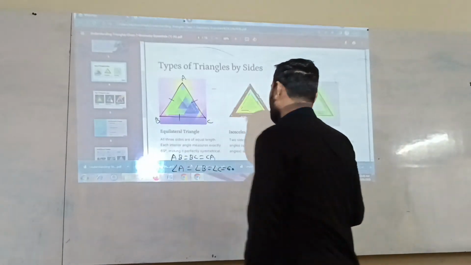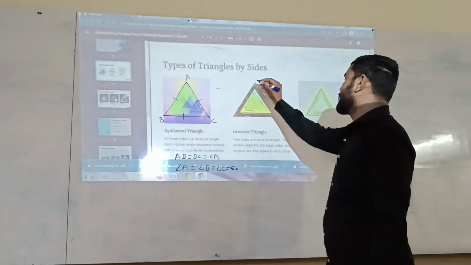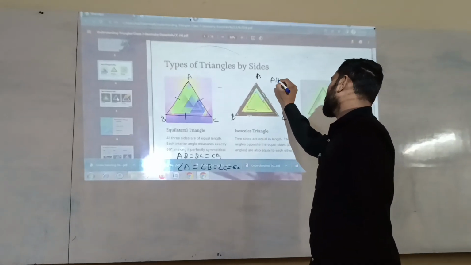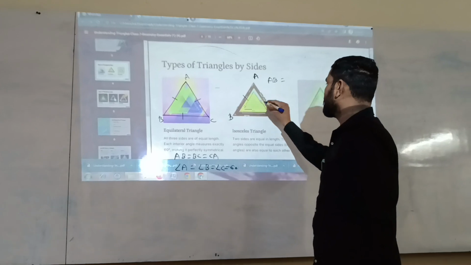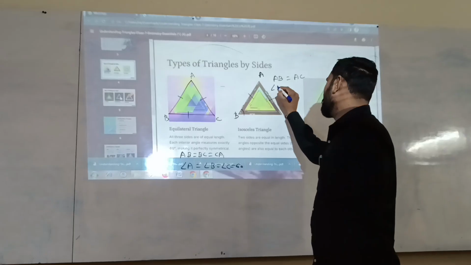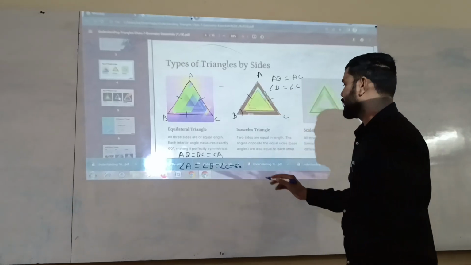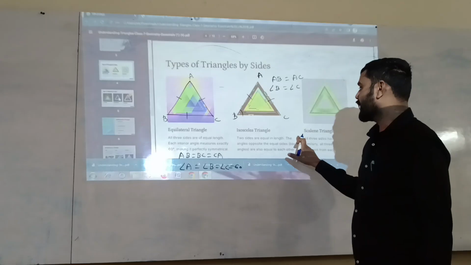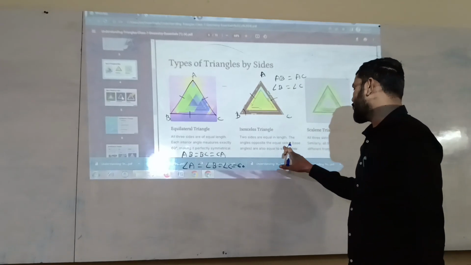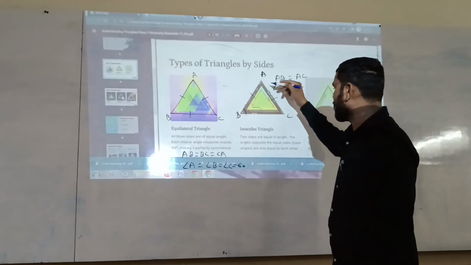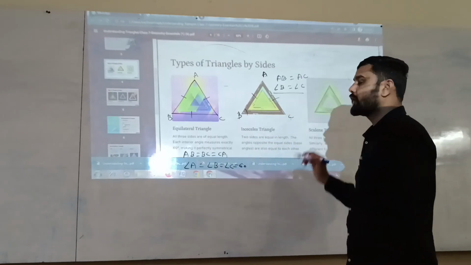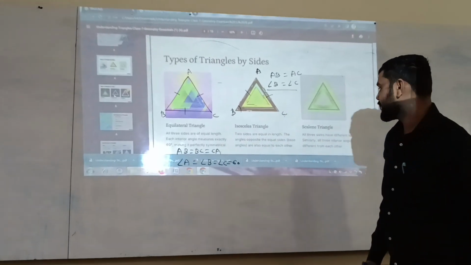Second one is the isosceles triangle. The triangle in which two sides are equal. For example, side AB is equal to side AC, and angle B is equal to angle C. Two sides are equal in length, and the angles opposite the equal sides are also equal. The angle opposite to AC is angle B, and the angle opposite to AB is angle C. It is also equal. This triangle is called an isosceles triangle.